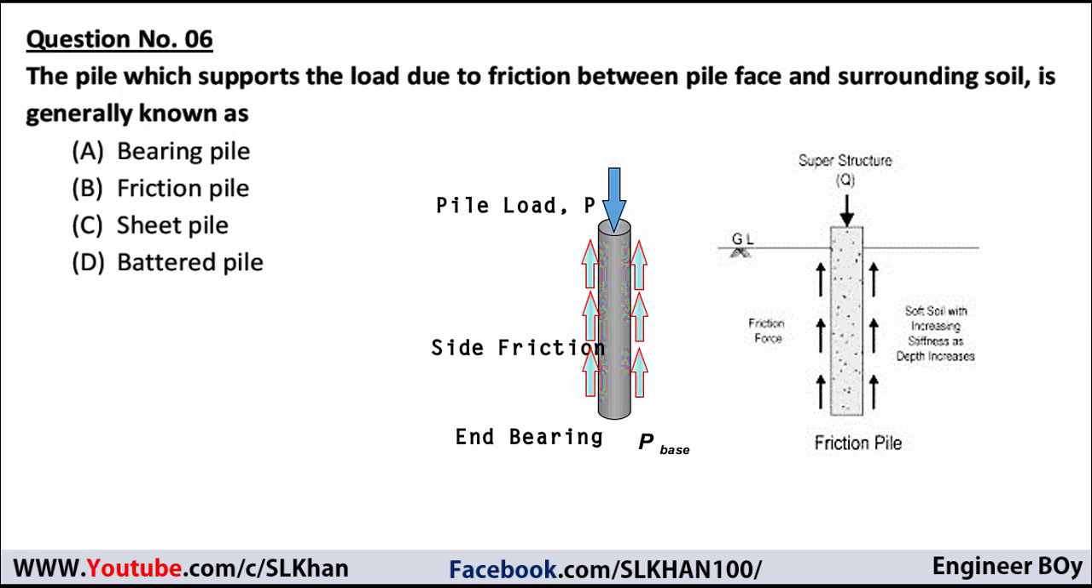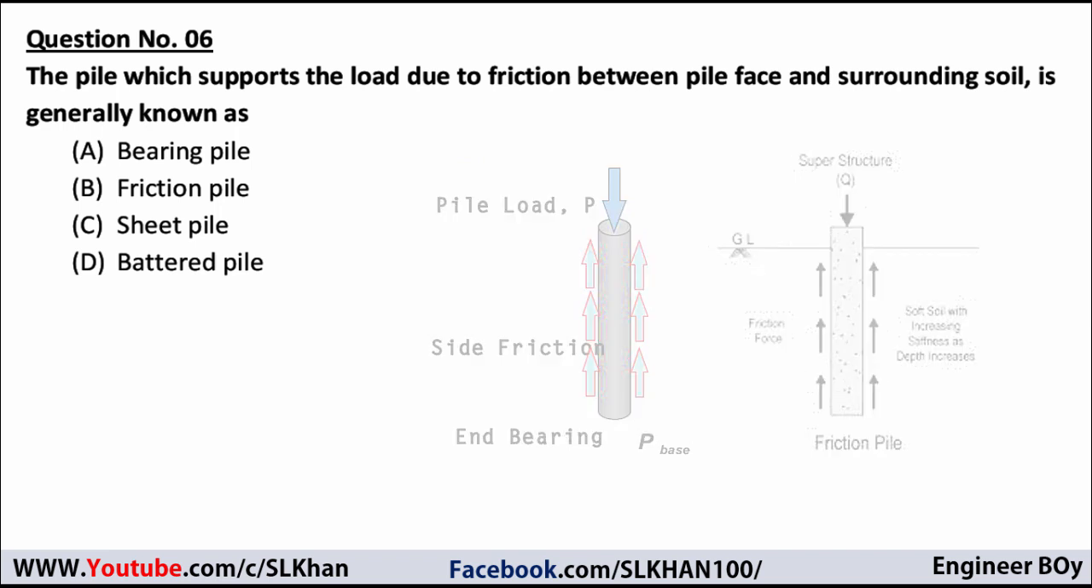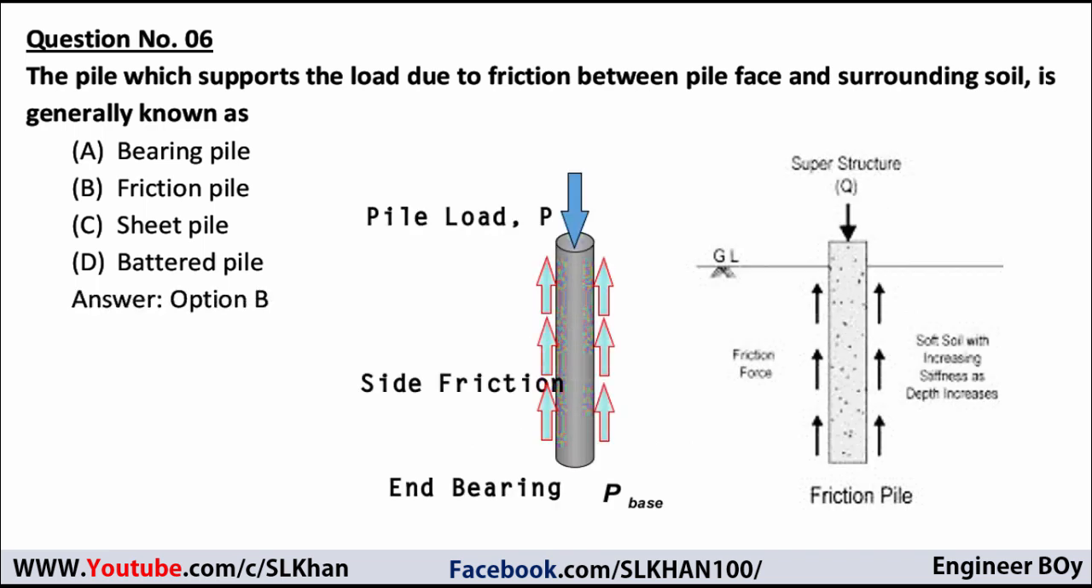But however, we are studying option C as well. Sheet pile, no, sheet pile is not okay. Butter pile, these are inclined piles. However, a friction pile can also be a butter pile, and it can also be a sheet pile, it can also be a bearing pile. But over here we are going to take only one option, which is the most suitable, the friction pile. So the pile which supports the load due to friction between pile face and surrounding soil is known as friction pile. That's the correct one. We got the answer: option B.